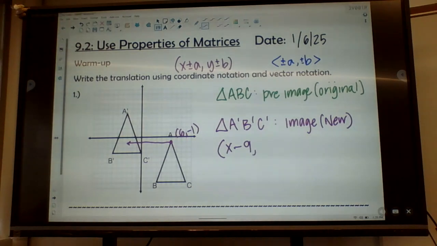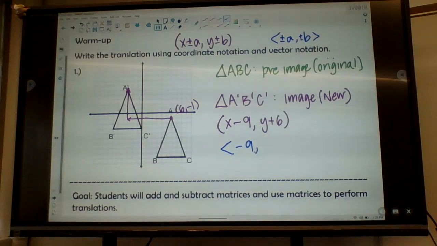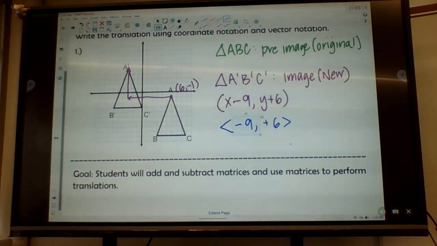So x minus 9. And then I would go up to the A prime. And that looks like it would be up 6 as far as I can tell. Do we agree? Yeah. And so that's considered coordinate notation, whereas vector notation would be -9, +6. So just being comfortable with those two notations, I could ask you guys for either one. Either one can be used in different places or depending on the problem. Okay?